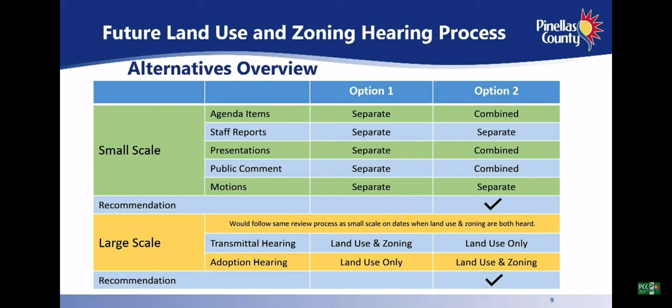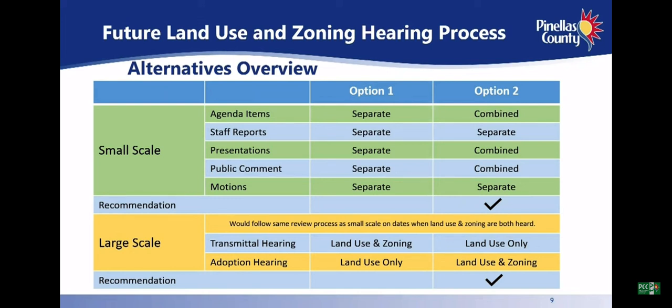Our option two is a hybrid approach. This is our recommended approach. You would have combined agenda items, separate staff reports, combined presentation. I or my staff would give you one presentation, and you would have combined public hearing, public comment periods, so only one public comment period, and then you would take separate motions.